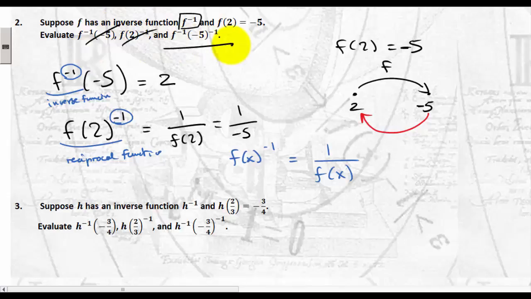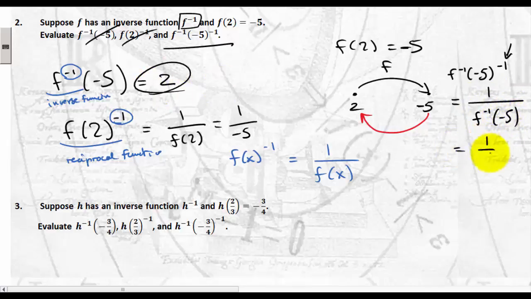Oh, what about this one, guys? So be careful here, okay? This is, okay, let me take it here. It's the reciprocal of f inverse of negative 5. So I'm going to start with this one. This is the reciprocal of f inverse of negative 5. And f inverse of negative 5 is 2, so it's just 1/2.